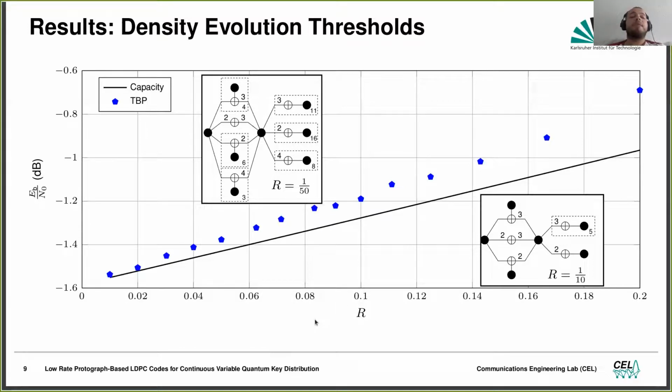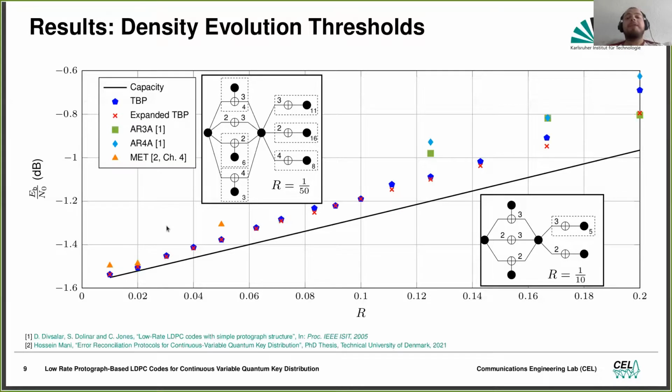When we do the optimization with the expanded type-based protograph, we notice that for the higher rate codes, we get an additional gain. But as the rate of the code decreases, we tend not to get any gain anymore, because the size of the protograph is large enough, allowing for enough degrees of freedom. When you compare it to the literature, the codes from Divsalar et al. and Hosseinimani et al., we notice that our codes outperform or are just as good as the codes in the literature for any rate.